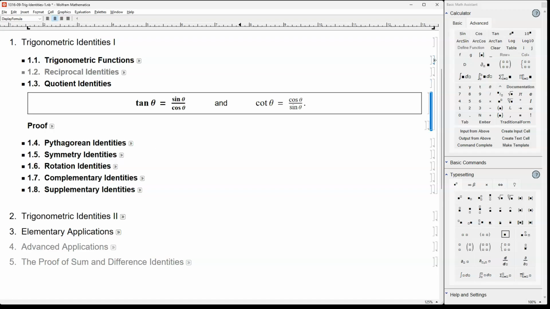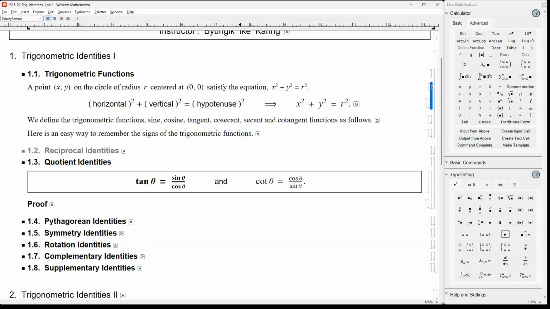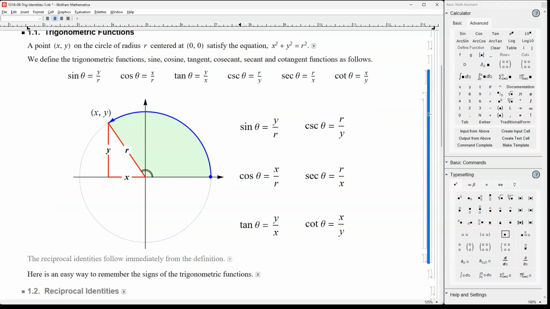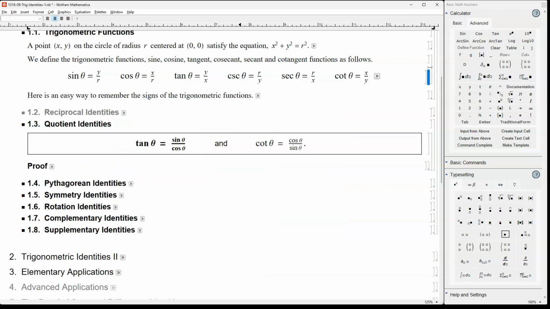Tangent, as you recall, is defined as y over r. Where is it? Yes. Y over x, excuse me. Tangent is y over x in this picture. Vertical over horizontal.